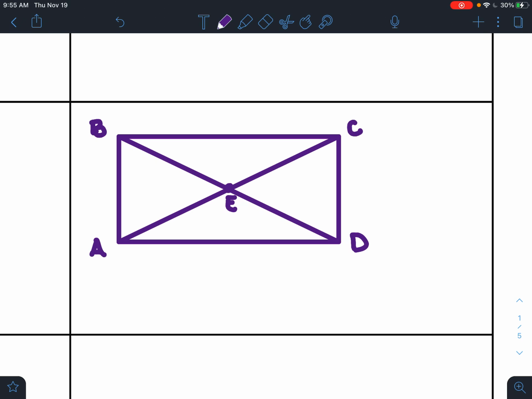Let's go ahead and mark that intersection point and label it as E. What I know about this, because it's a rectangle and the diagonals are congruent, is that AC is congruent to BD.